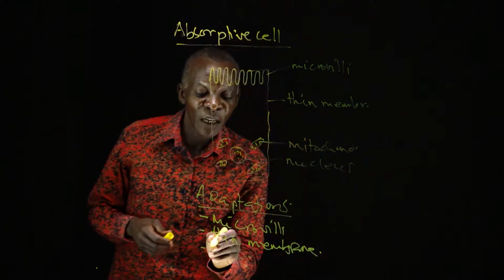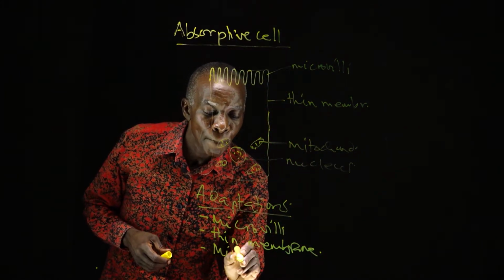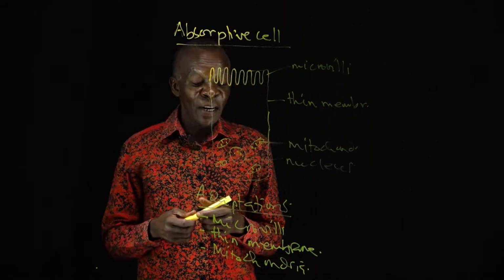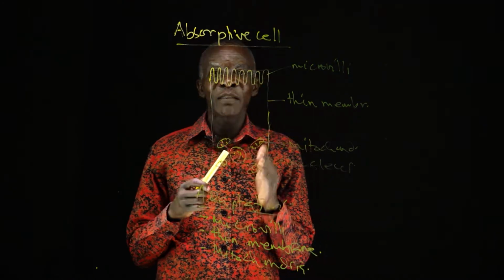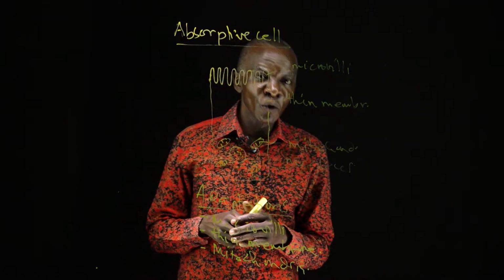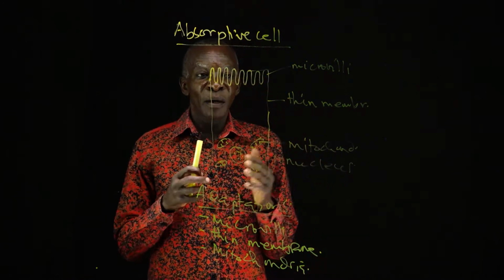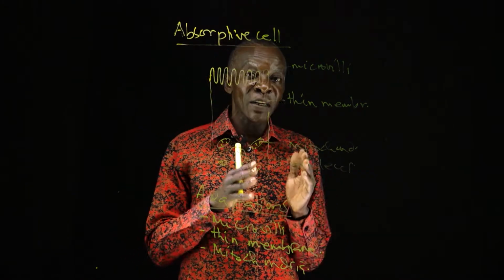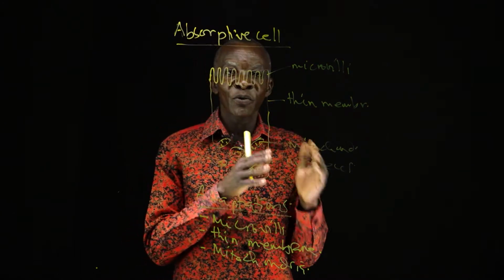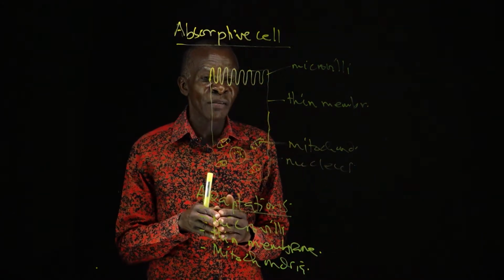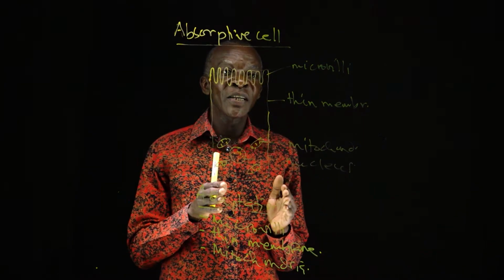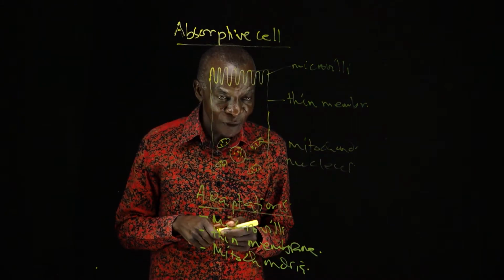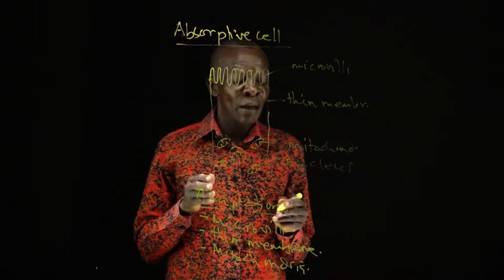And finally, we have numerous mitochondria. These provide energy, which is required for active transport of nutrients. Remember that sometimes diffusion takes place actively, where the nutrients have to move against their concentration gradient. In this case, energy is required, and this energy is provided by the mitochondria. That was simple columnar epithelial tissue.